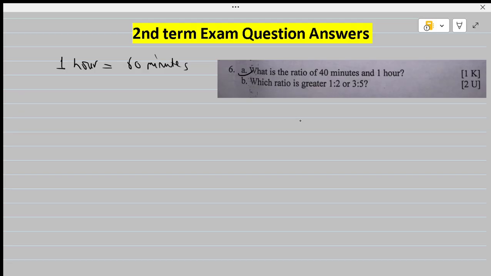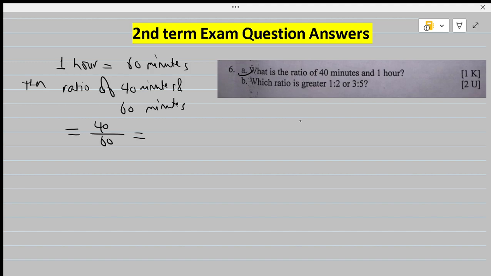Now we have to find the ratio of 40 minutes and 60 minutes. 40 minutes and 1 hour, and 1 hour is 60 minutes, so we find the ratio of 40 minutes and 60 minutes. So 40 by 60. By 20 they are divisible: 2 twenties are 40, 3 twenties are 60, so it is 2 is to 3. So the ratio of 40 minutes and 1 hour is 2 is to 3. So A is done. Now I go with B.